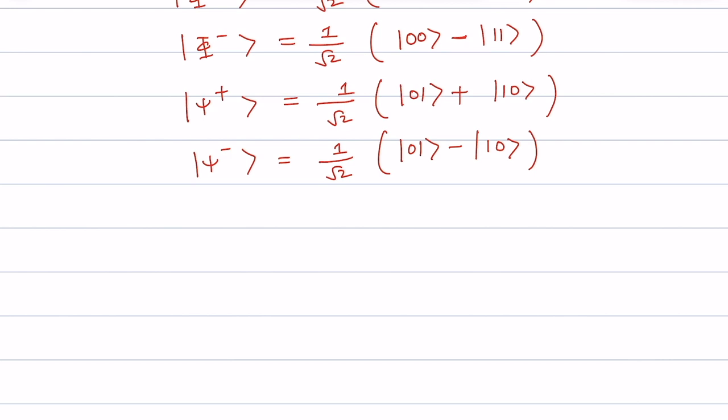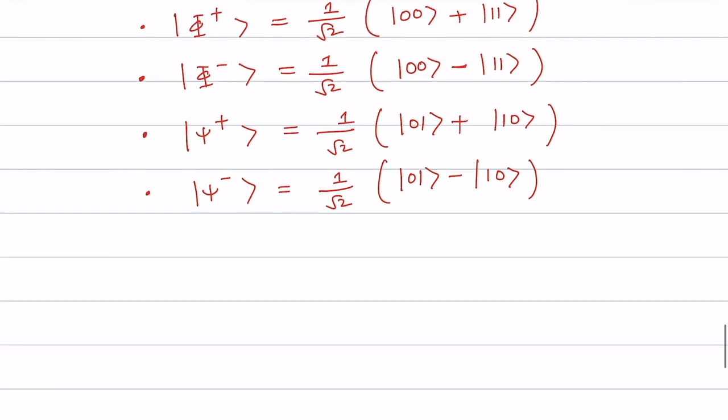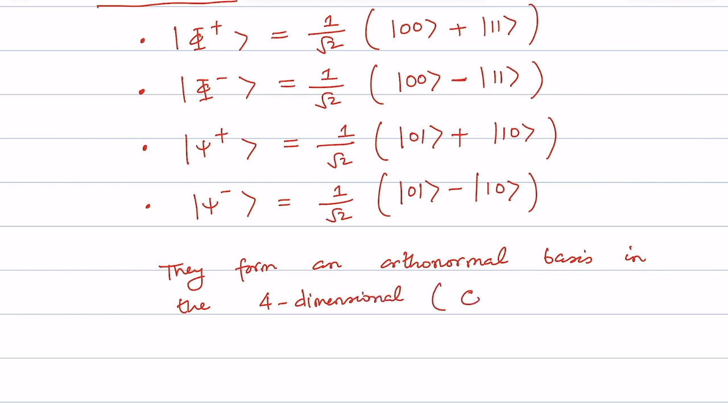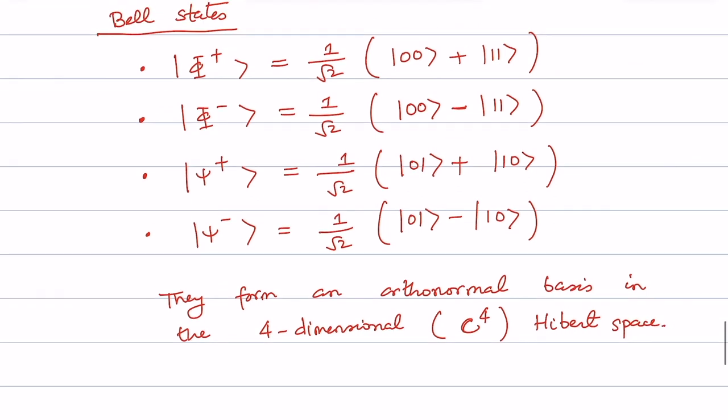Alright. It is interesting to note that these four Bell states are mutually orthogonal to each other, and because of that, they form an orthonormal basis in the four-dimensional complex Hilbert space, which in short notation I can write as C4 Hilbert space. This is important. It is used in quantum information and quantum computation a lot.